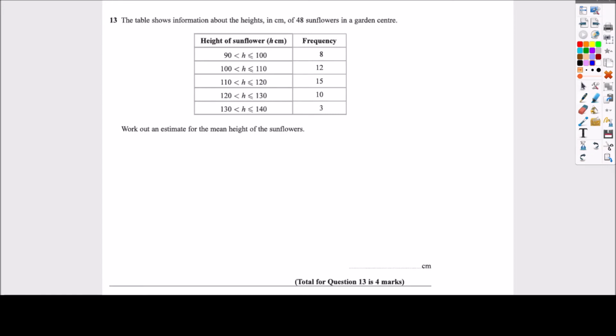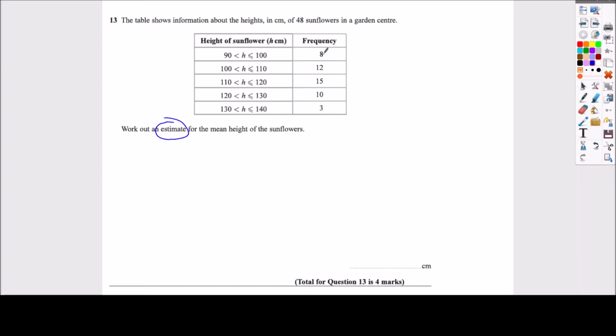Question 13. Now, to answer this, you really need to understand how this table's working. What we're saying is there are 8 sunflowers where the height is between 90 and 100. There are 12 sunflowers where the height is between 100 and 110. Now, the reason the question is asking us to work out an estimate for the mean is that we don't know how high any of those sunflowers are.